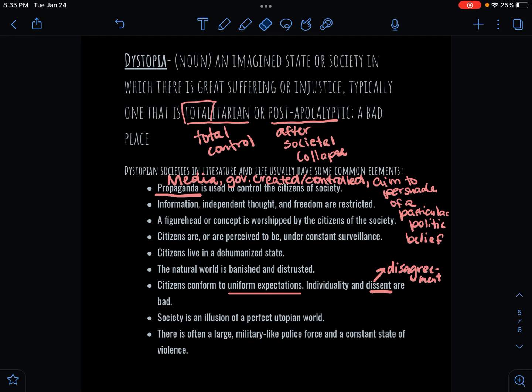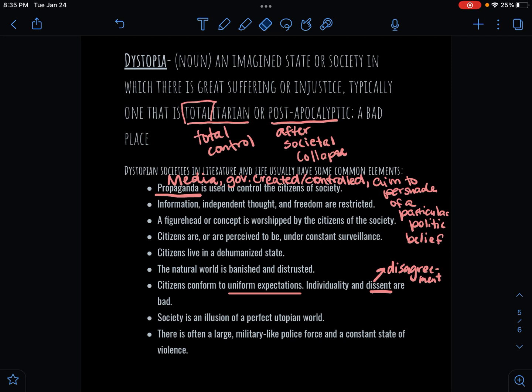I wanted to refresh your memory on what a dystopia is and the 9 elements of a dystopia. This document that you have is going to be helpful to you. So I would have this somewhere where you can easily access it, because we're going to be coming back to it quite often, and it's going to be something that's really helpful to us.